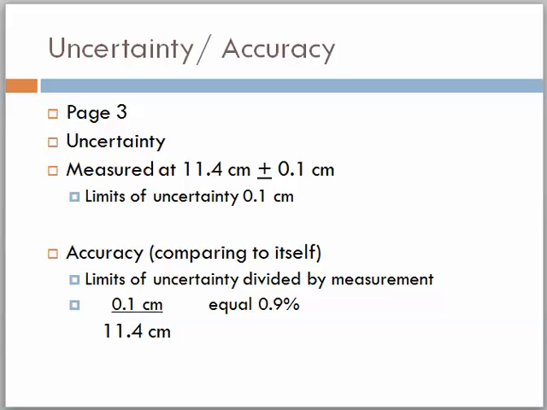Here I've got page 3 again. The uncertainty was measured at 11.4 plus or minus 0.1 centimeters. Now, there is an uncertainty here because we are uncertain if it's exactly 11.4. We're giving ourselves a margin of error. We're saying that we could be off by 0.1 centimeters. So we're still pretty exact, but we are giving ourselves a little bit of leeway here. That limit of uncertainty is 0.1 centimeters. So what I want you to understand is that this is the limit of uncertainty.